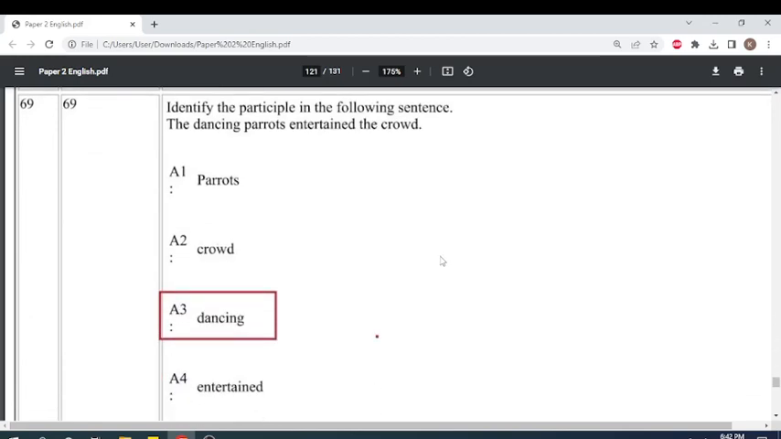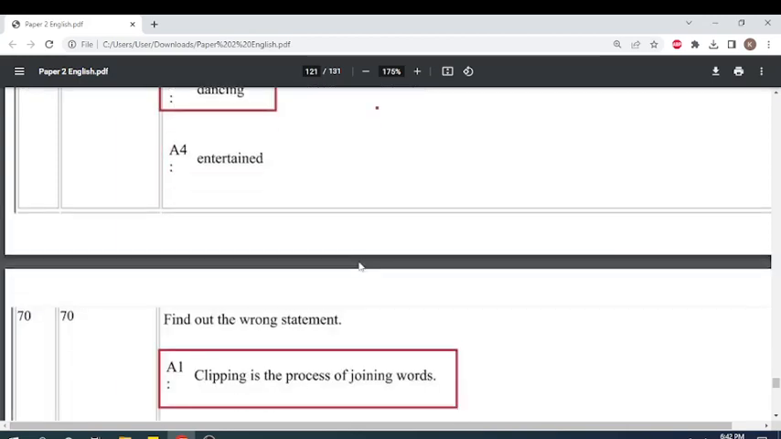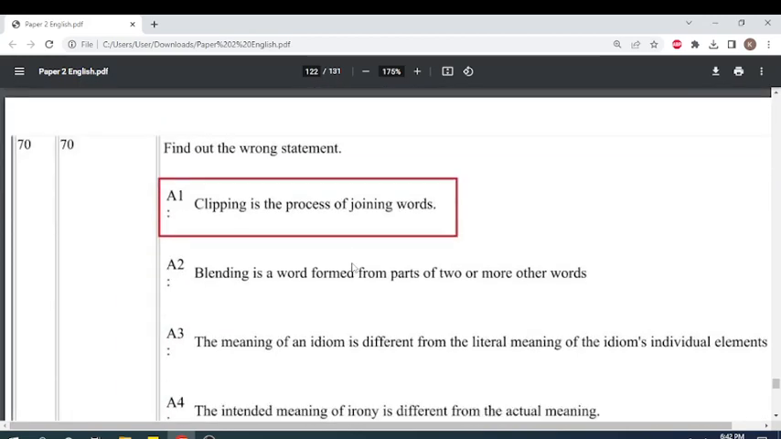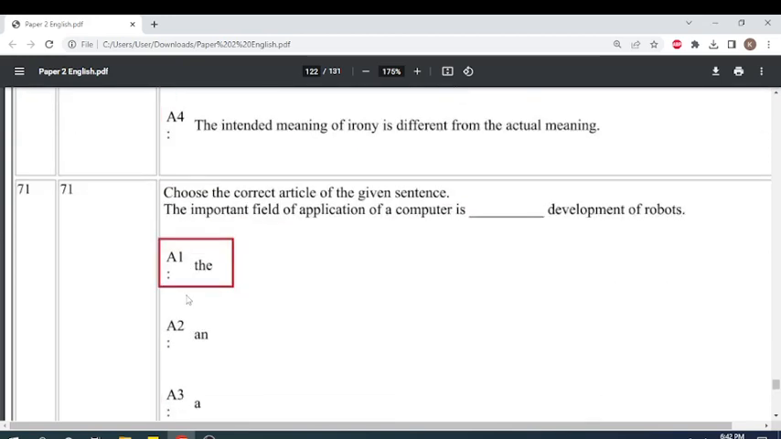69. Identify the participle in the following sentence. The dancing parrots entertain the crowd. Answer A3, dancing. 70. Find out the wrong statement. Answer given, clipping is the process of joining words.